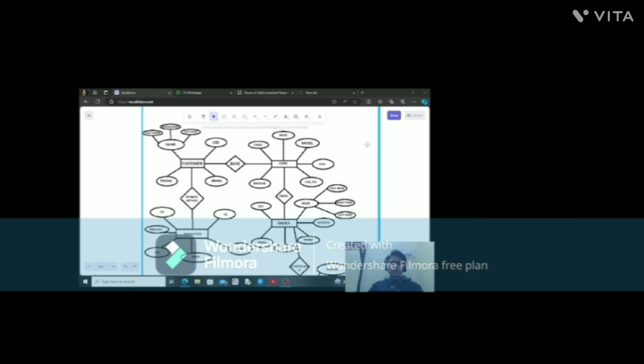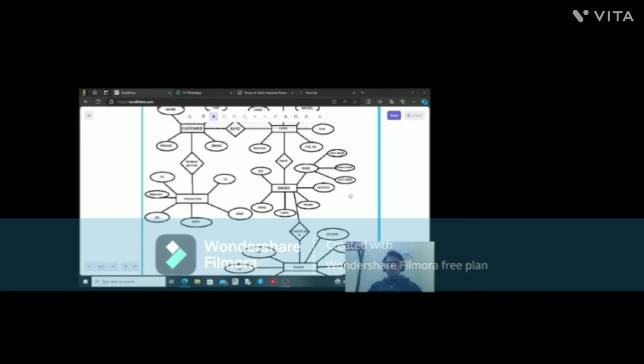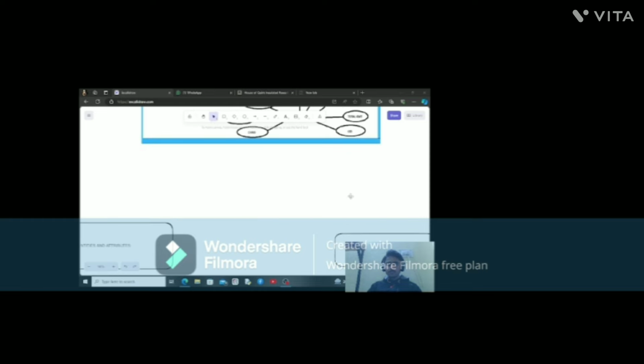Coming to the relationships, first we need to know what relationships mean. There are many types of relationships in the DBMS. There are three ways in which a table can be related to another table. So let's see the relationships here.